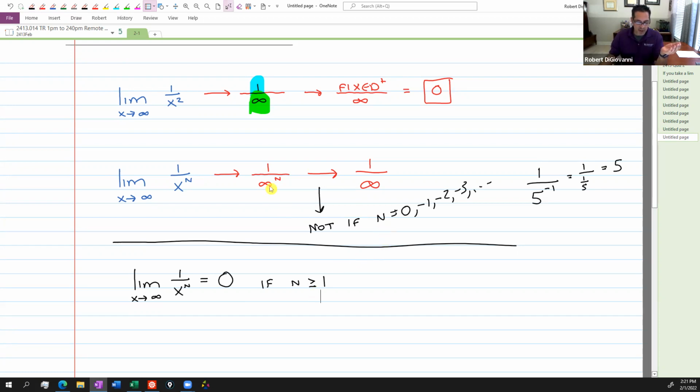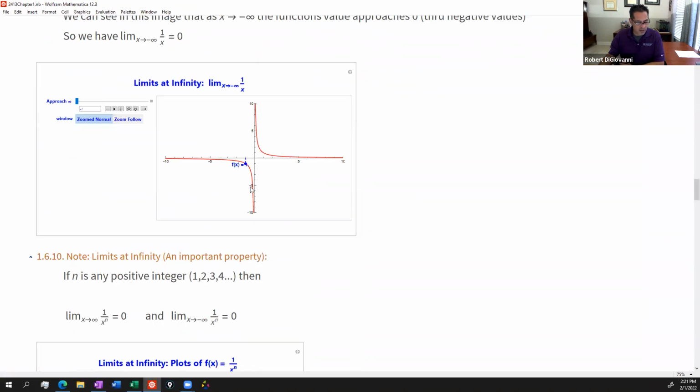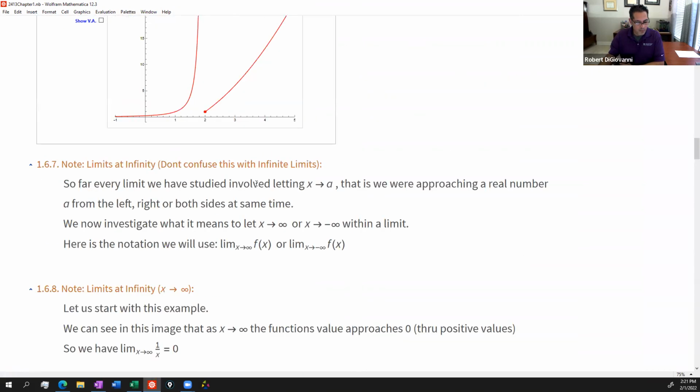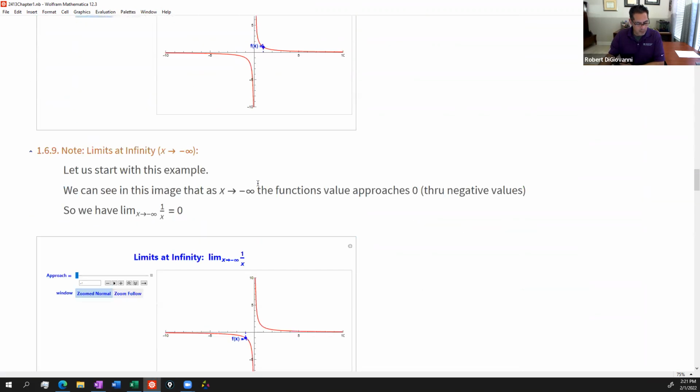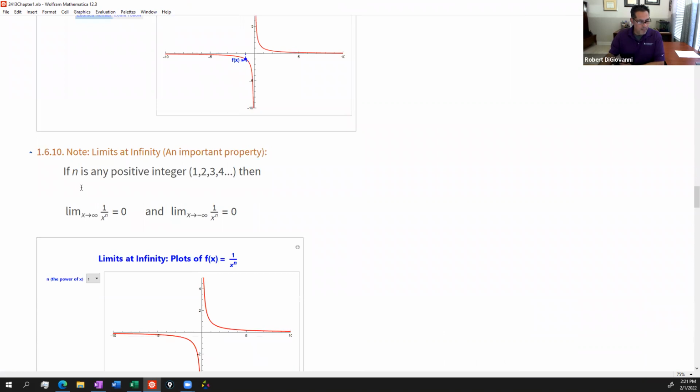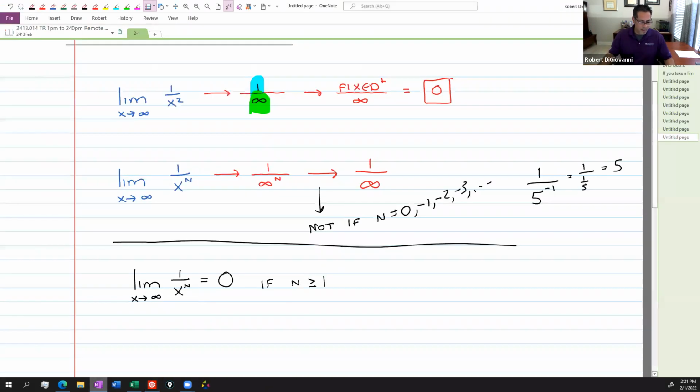Because then you don't have this zero power, which turns it into a one. You don't have the negatives, which pushes it to the top. This is in your notes, okay? I have it here. I put if n is any positive integer, 1, 2, 3, 4, then the limit as x goes to infinity of 1 over x to the n equals 0. And it also works if you go to negative infinity. So if you make x get really big positive or big negative, you still get 0 as a ratio. So that is in your notes.